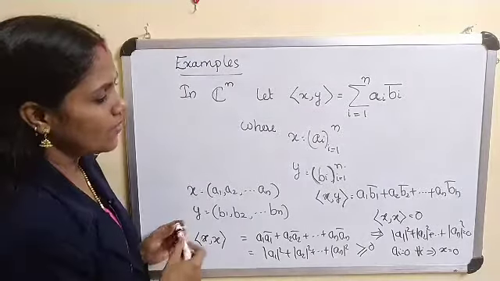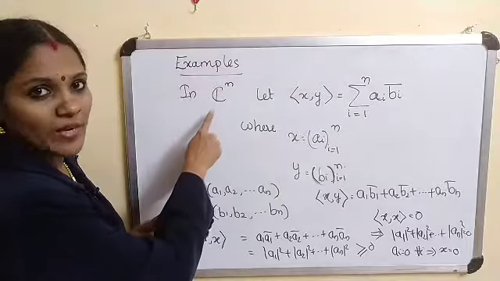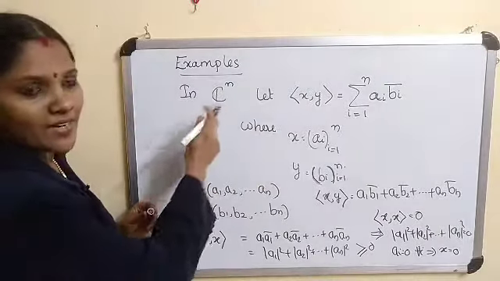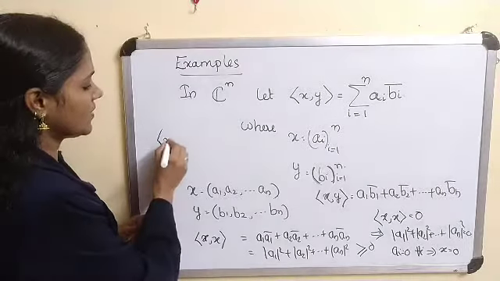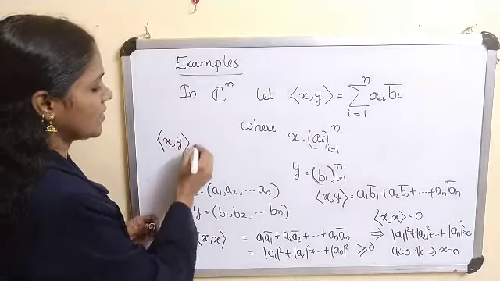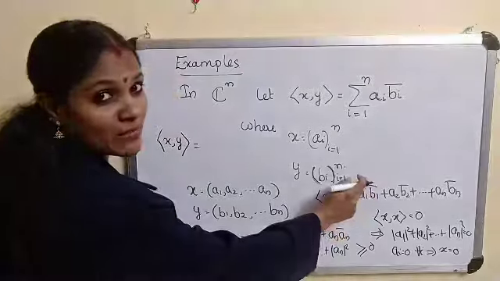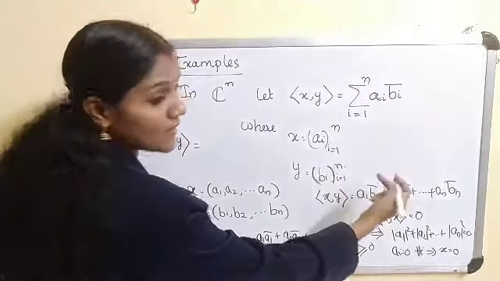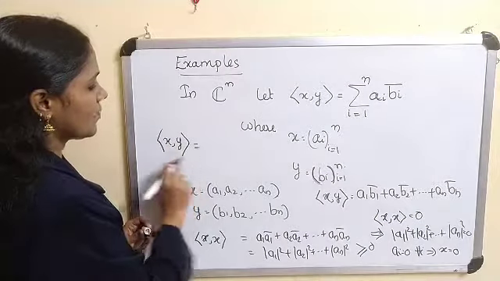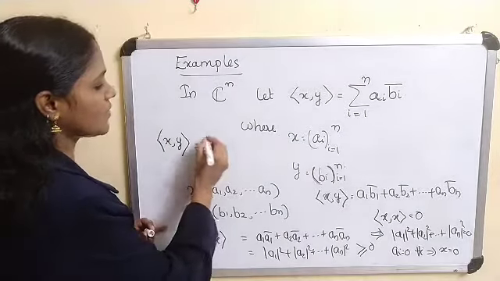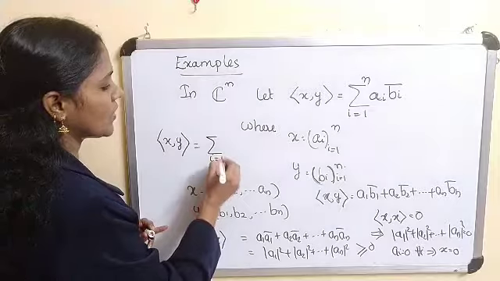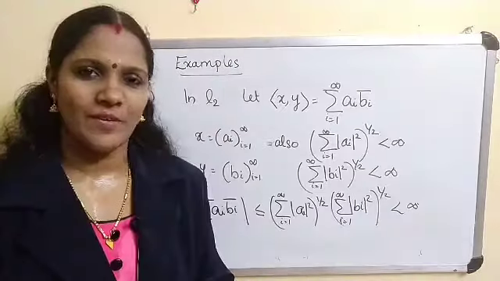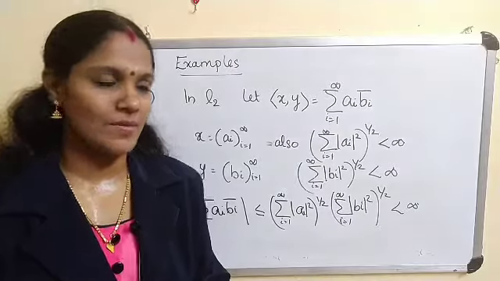Okay, now we are considering the space Cn. Now what about the inner product if we are considering Rn? If we consider Rn, elements are real numbers, so b1 conjugate is b1 itself, b2 conjugate is b2 itself. So if you consider Rn, this inner product is actually sigma i equal to 1 to n ai bi. Now we will discuss the next example.